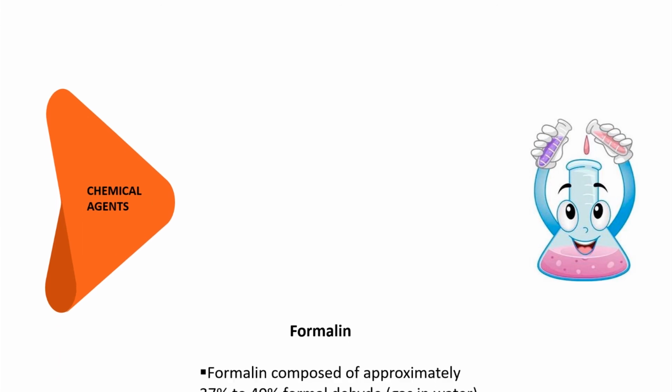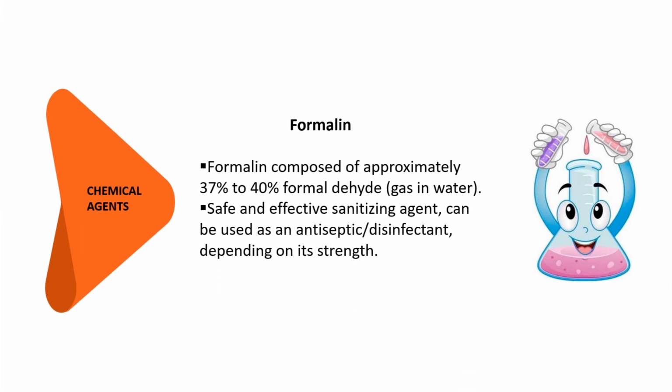The third chemical agent consists of formalin. Formalin is composed of approximately 37% to 40% formaldehyde, which is a gas in water. It is a safe and effective sanitizing agent that can be used as an antiseptic or disinfectant, depending on its strength.